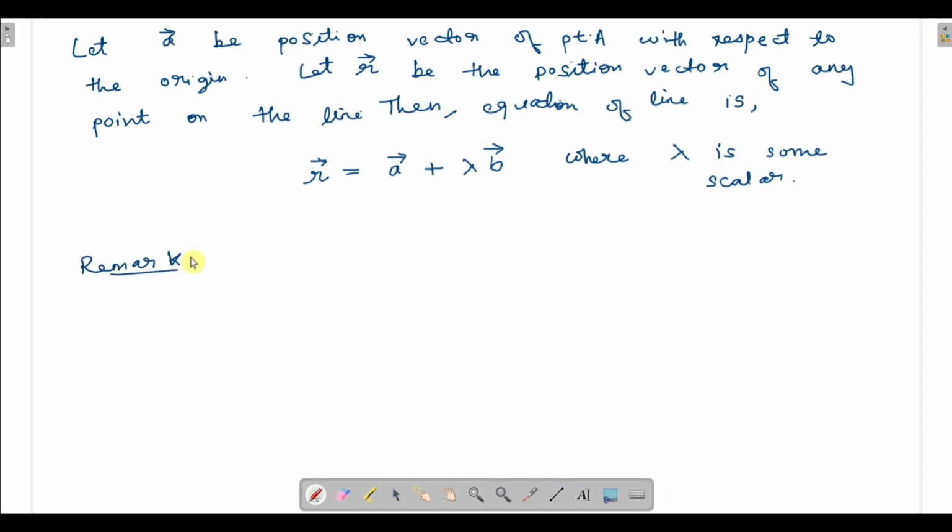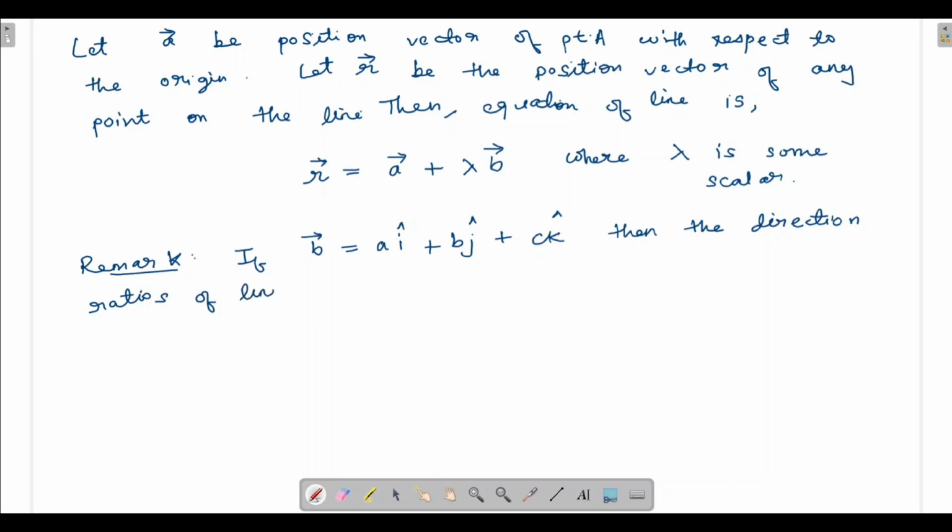Remark: if b bar is a i cap plus b j cap plus c k cap, then the direction ratios of the line are a, b and c. So if the vector b bar is nothing but a i cap plus b j cap plus c k cap, then a, b and c are nothing but the direction ratios of the line.